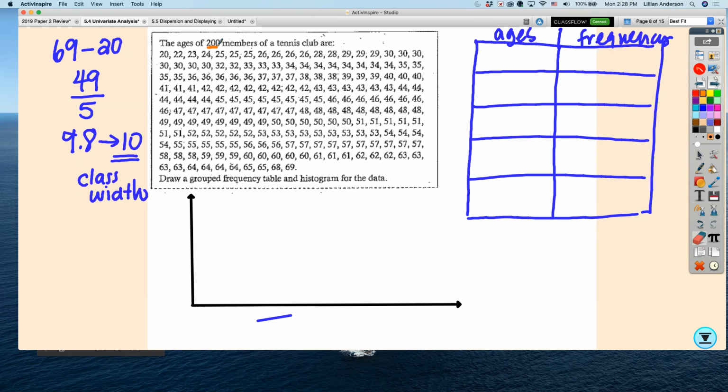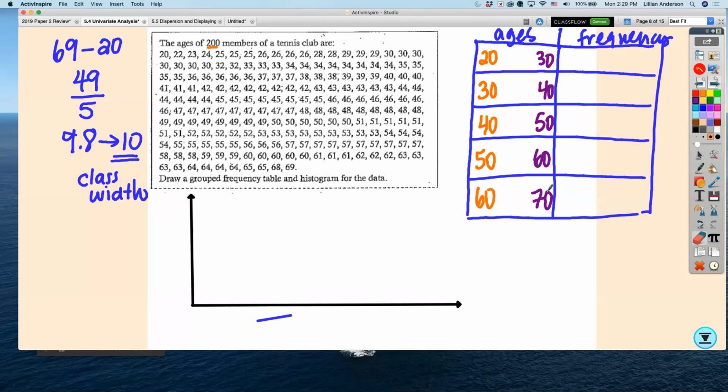So to create the actual ranges that are going to have a class width of 10, I start with my lowest value and I add that class width to that starting value. So 20 plus 10 is 30, 30 plus 10 is 40, 40 plus 10 is 50, 50 plus 10 is 60. These are known as the lower limits of each class. To get the upper limits, you add the class width. So again, 20 plus 10 is 30, 30 plus 10 is 40, and I continue to add from there.